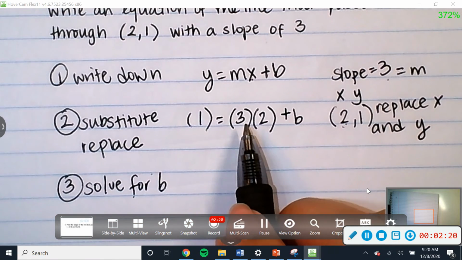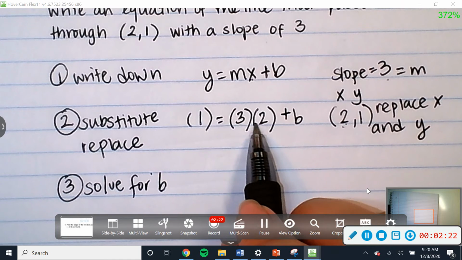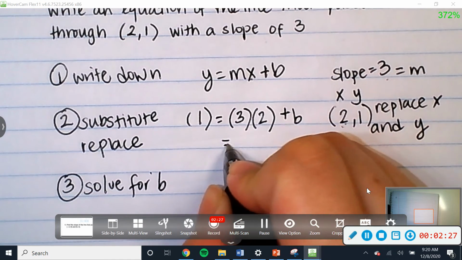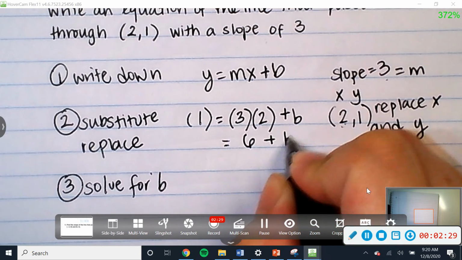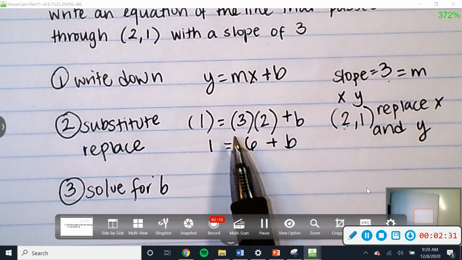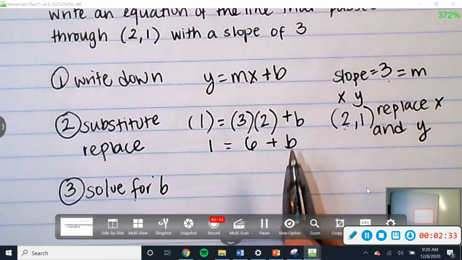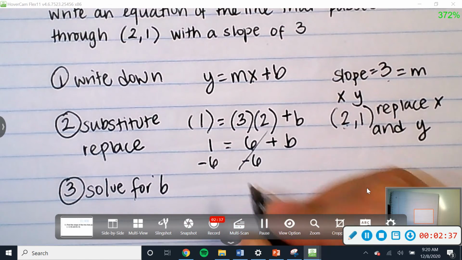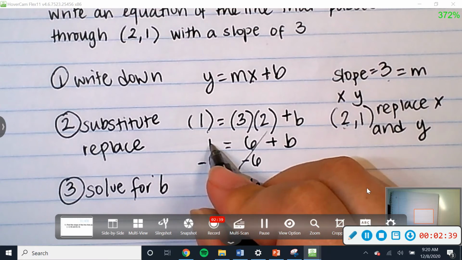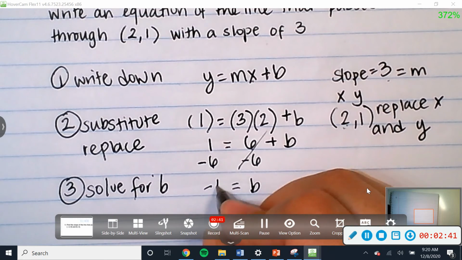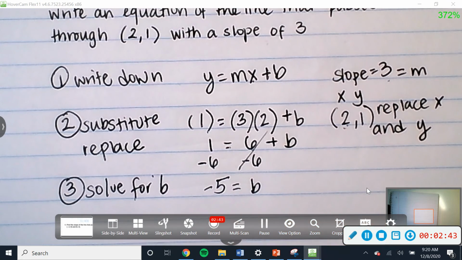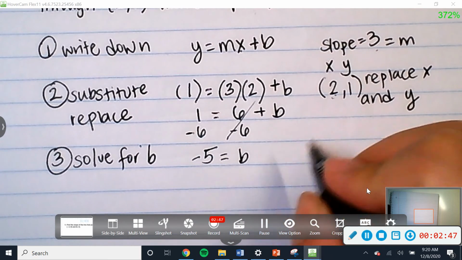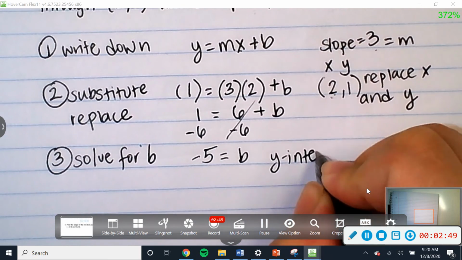First we follow our order of operations. Right here we have 3 times 2. So we multiply 3 times 2, which is 6. So now our equation looks like 1 equals 6 plus b. And we just do the opposite operation on both sides in order to solve. So we have b equals 1 minus 6, and this is negative 5. So this negative 5 right here is our y-intercept.